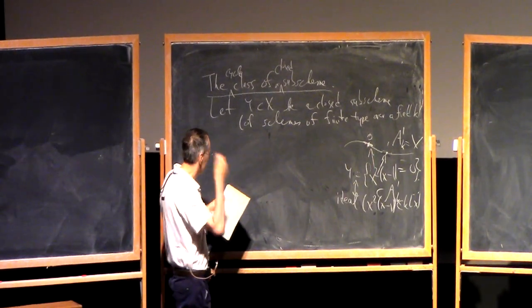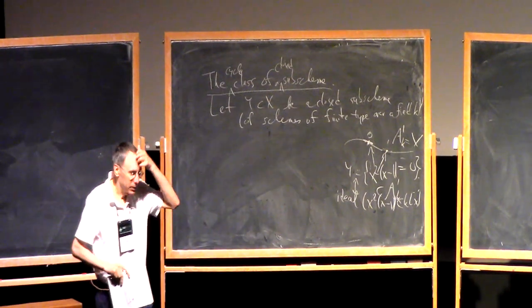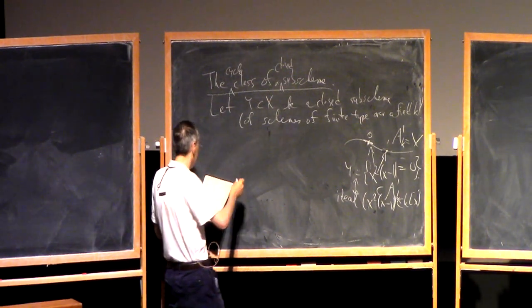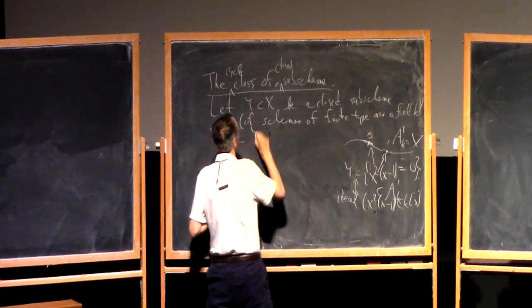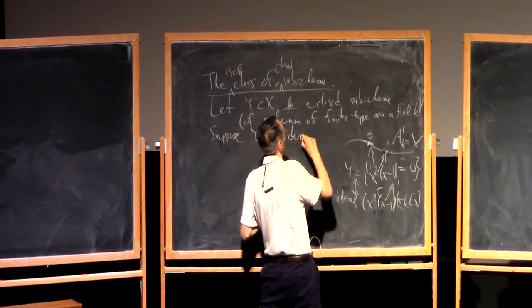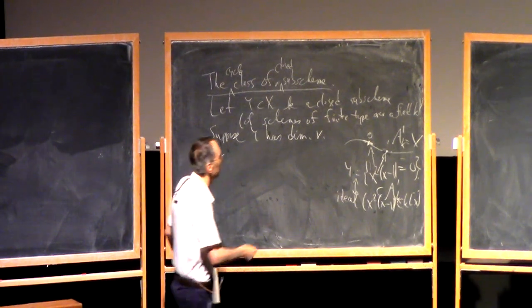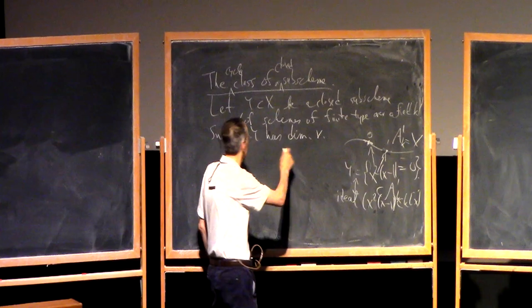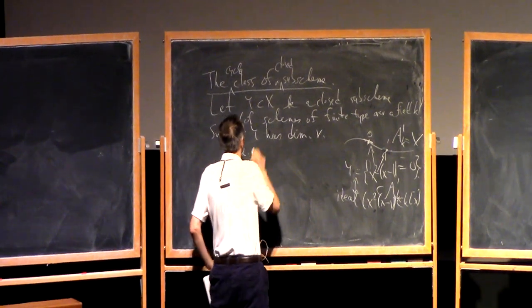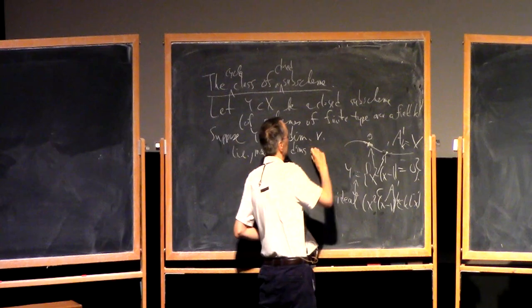Okay, right. So, I want to associate a cycle to a closed subscheme, as well as to a closed subvariety. Let's say the closed subscheme Y has several irreducible components. So this means that the dimension of Y is the maximum of the dimensions of the irreducible components.